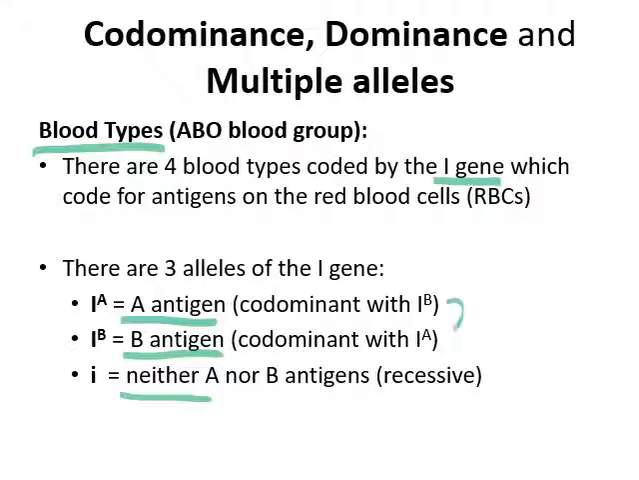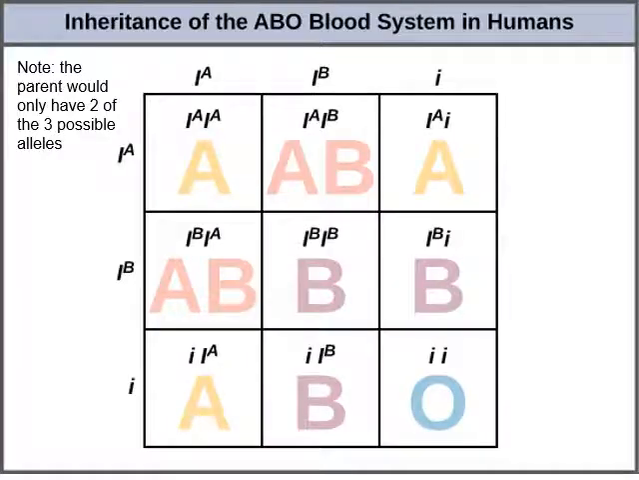The A and the B are actually codominant, so neither one overpowers the other. If either one is there, it is going to be expressed. But the I gene ends up being recessive to the A or the B genes. So you're going to have one of these versions: the A version, the B version, or the I version.